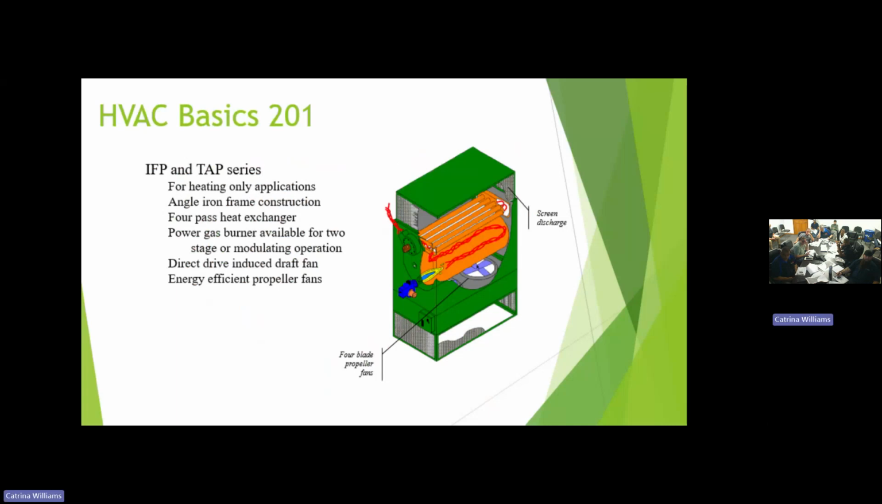It's a power burner for 2-stage modulating operation. This exhaust fan here is direct drive with no belts to worry about. And we have the energy efficient propeller fans. Again, they move large volumes of air, but they don't handle the static. So as long as we don't have any cooling coils on here, they can handle that static.